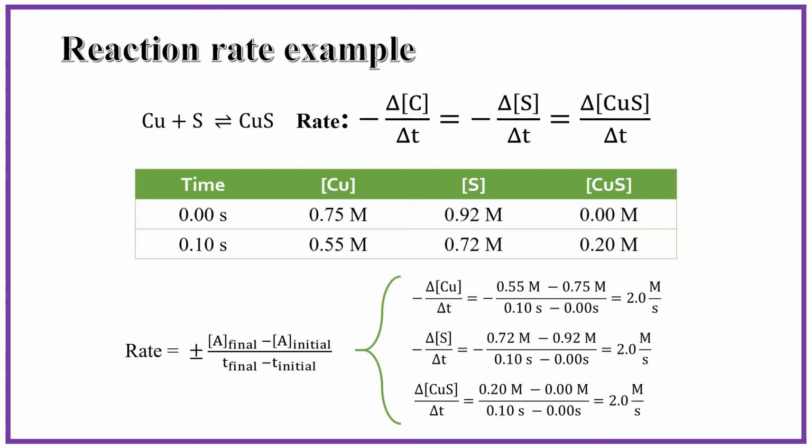Let's look at an example of the reaction shown on the previous slide. Assume the tabulated concentrations are recorded over a 10 second interval. As you can see, the concentrations of both the reactants, copper and sulfur, are decreasing over time while the concentration of the product, copper sulfide, is increasing. The rate of change in concentration is calculated by subtracting the initial concentration from the final concentration. This value is divided by the time change to determine the rate. As you can see, the reaction rate is equal across all species, as expected.